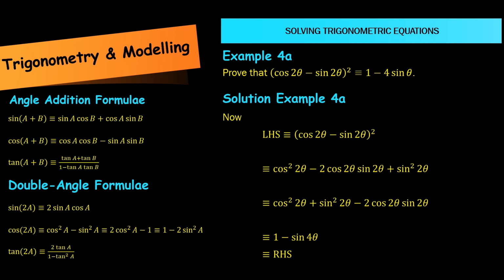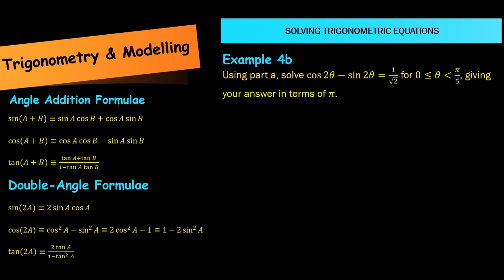Now let's consider part B. Using part A, we're required to solve cos 2 theta minus sine 2 theta equals 1 over root 2 for theta greater than or equal to 0 and less than pi over 5, giving our answer in terms of pi. So let's solve this.